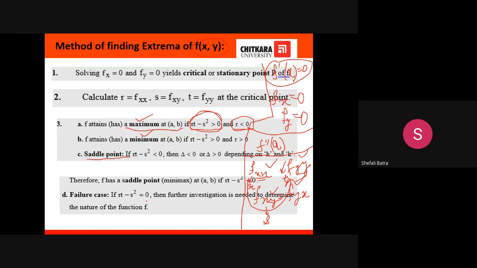Is it clear? So the first step is you need to find the critical points. The second step is you need to find the second order derivatives at all the critical points. Then you will check the sign of RT minus S square. If it is greater than 0, then you need to check the sign of R. If R is less than 0, the function has a maximum value. If R is greater than 0, then the function has a minimum value. If RT minus S square is less than 0, it is a saddle point. If RT minus S square is equal to 0, further investigation is needed. I hope the method is clear: how to find extrema for a function of x comma y.